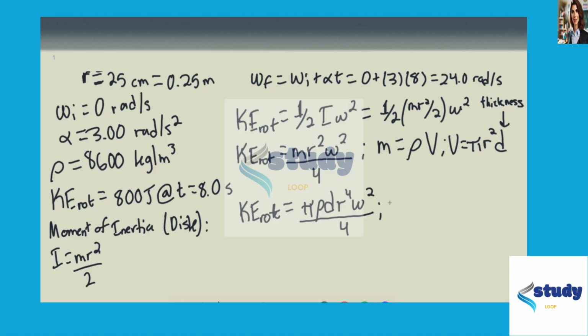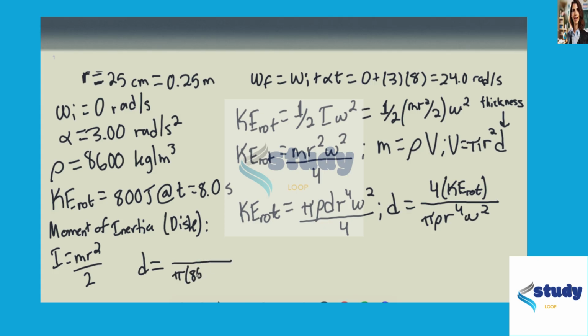And we find that d is going to equal 4 times the rotational kinetic energy divided by pi rho r to the 4th omega squared. And at this point, we can actually solve and say that d is going to be equal to, in the denominator, pi times 8,600 times 0.25 to the 4th times 24 squared. And then for our numerator, we'll have 4 times 800.